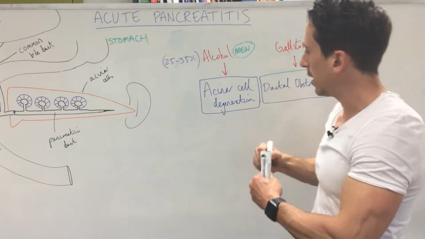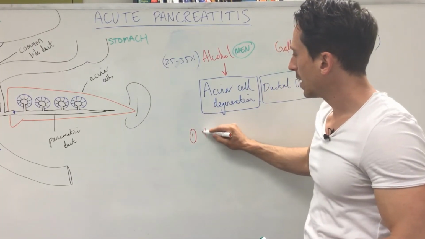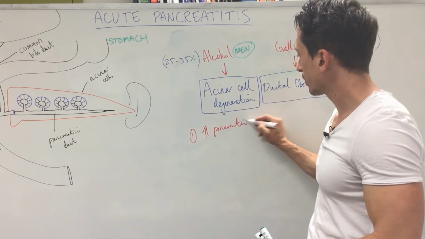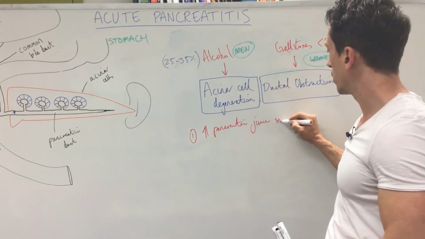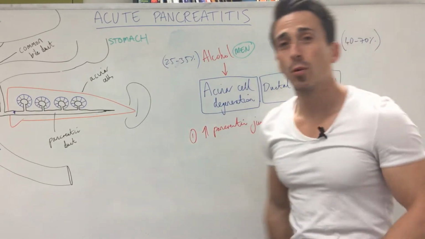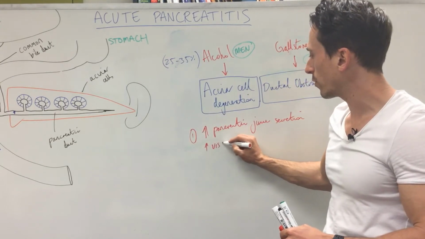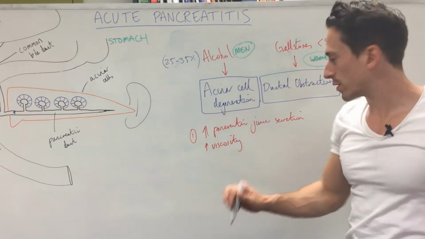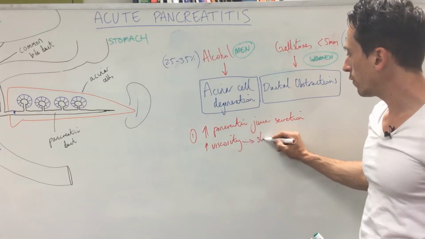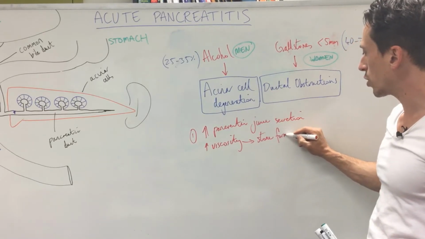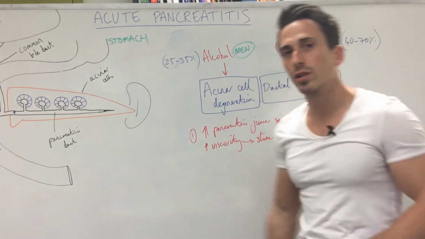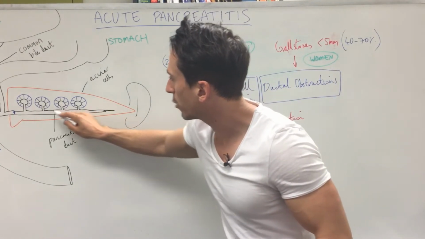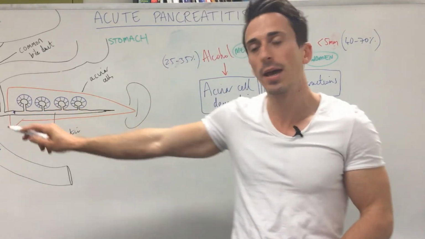If I were to just write it down here, alcohol can, one, increase pancreatic juice secretion, but what it can also do is increase the viscosity of the pancreatic juice. Now this increased amount and increased viscosity can lead to stone formation, so pancreatic stone formation, but also protein plugs. And these protein plugs and stone formation can block these pancreatic ducts or the smaller ductules, okay?